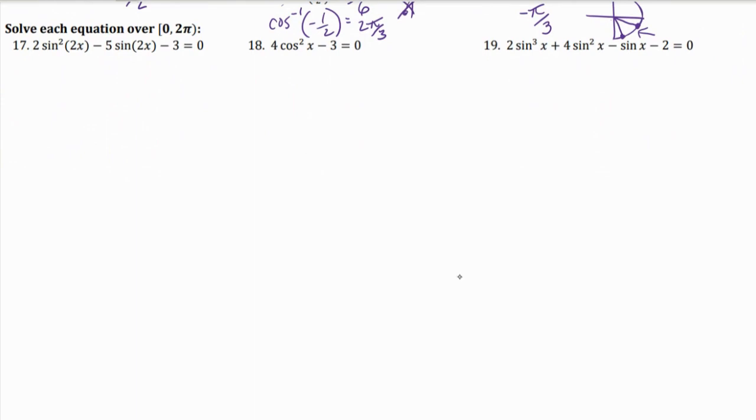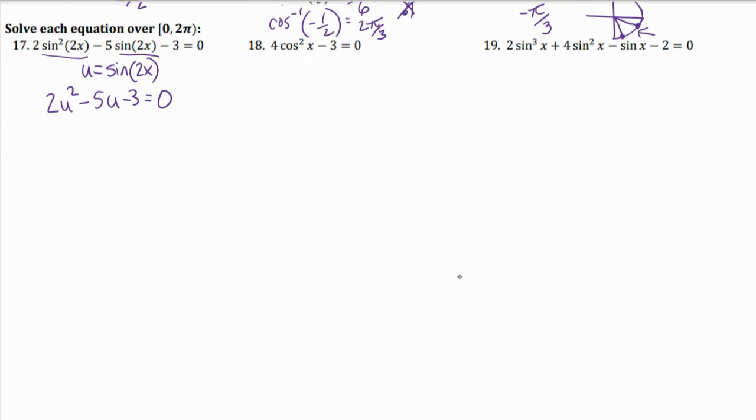Okay, so let's solve some of these algebraic trig equations. What I want you to do is treat it like a regular algebraic equation, and then later we will actually do the trig. Some people find it useful to use u substitution. I see that I have sine squared of 2x and sine of 2x. So if I let u equal sine of 2x, sine squared would be u squared, and then minus 5u minus 3 is equal to 0. Some people don't need to use u substitution, and it's fine if you can do it without.